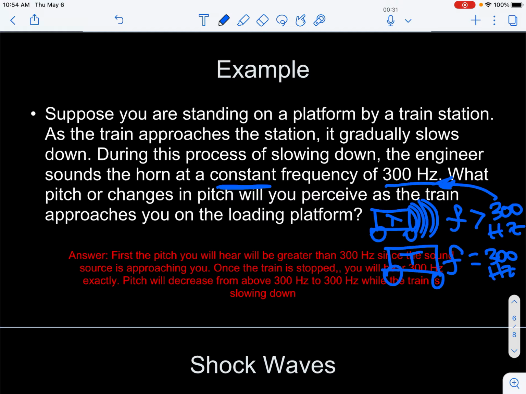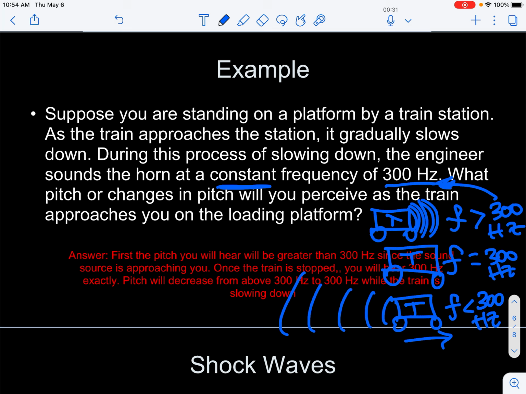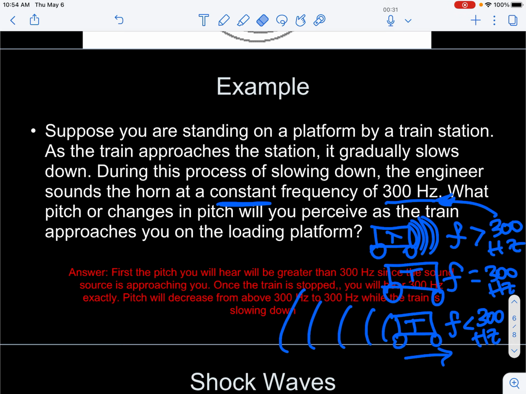What if it starts again and it goes away? At that point, you would have the train going away from you, so those wavelengths would get larger and larger and larger, which means our frequency would get smaller and smaller and smaller. So the frequency that we would hear at that point would be less than 300 hertz. I hope that makes sense to you. If it doesn't, then we can talk about it later.